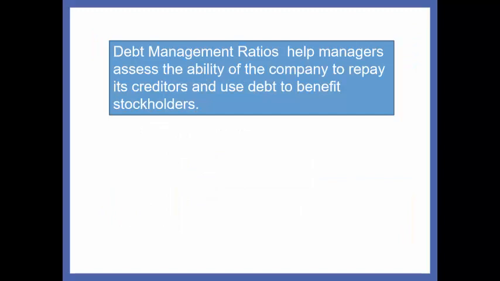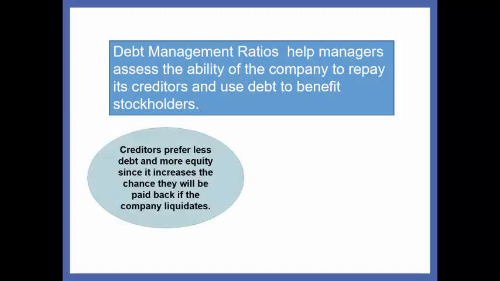Right, so managers have to assess their ability to manage their debt, and these ratios help them do that. And they want to make sure they're borrowing money only if it will benefit the stockholders. So think about this from two different perspectives. Creditors really prefer that a company have less debt and more equity, because that increases the chances that they'll get paid back if the company goes out of business. In liquidation, of course, liabilities get paid first, and then the shareholders get money if anything's left.